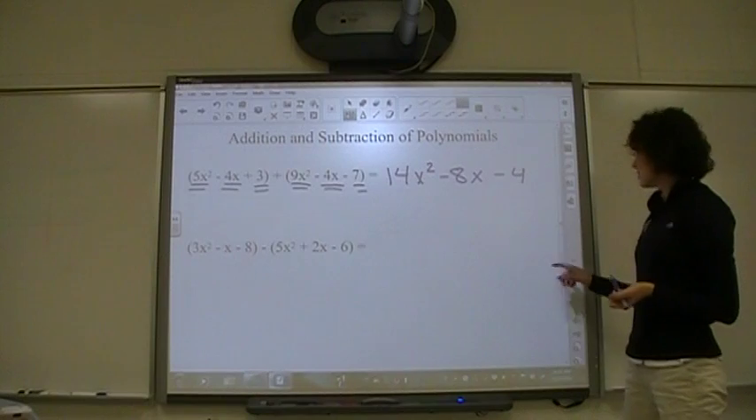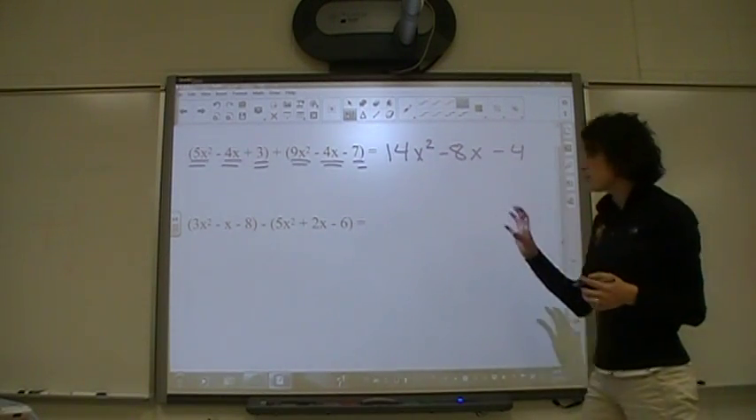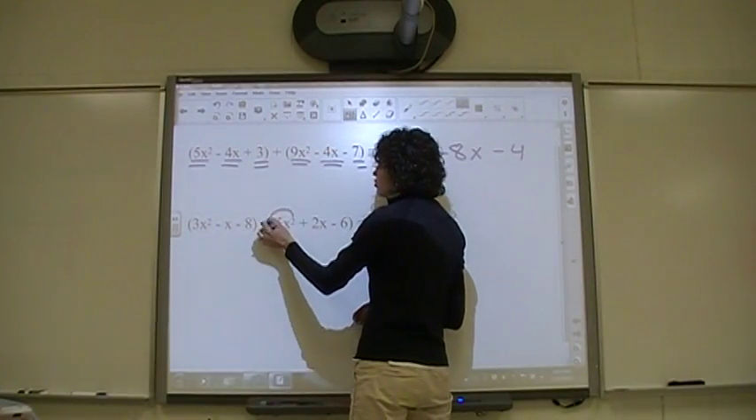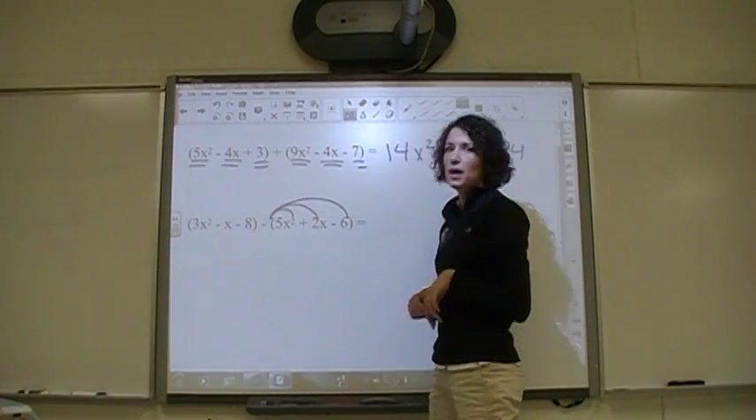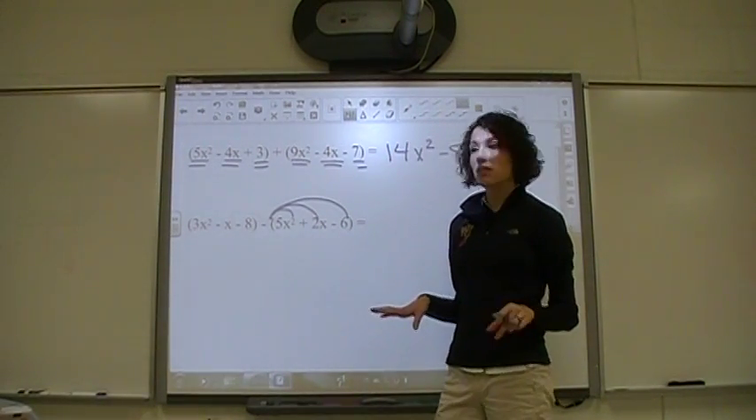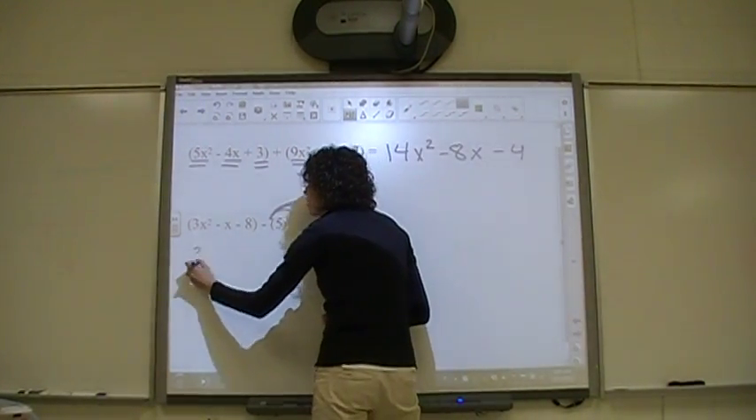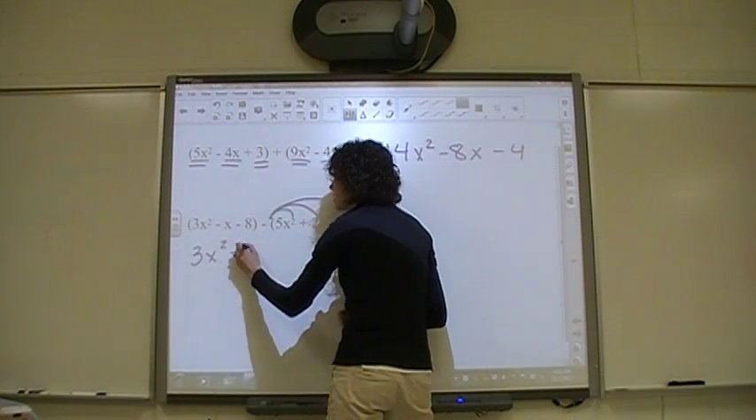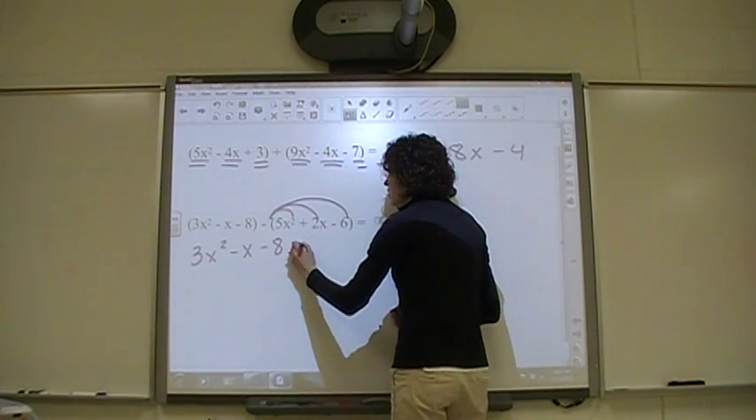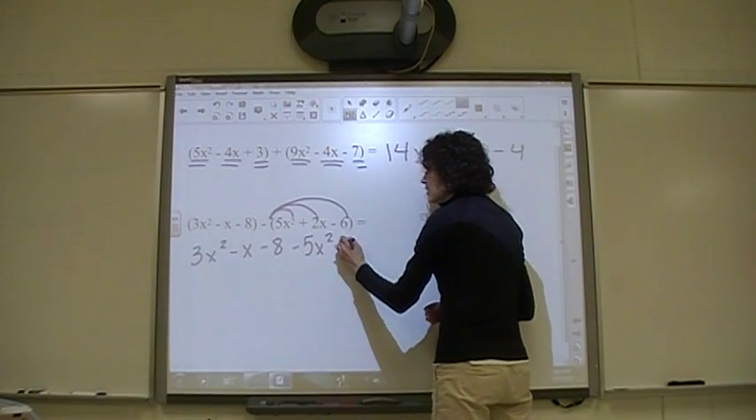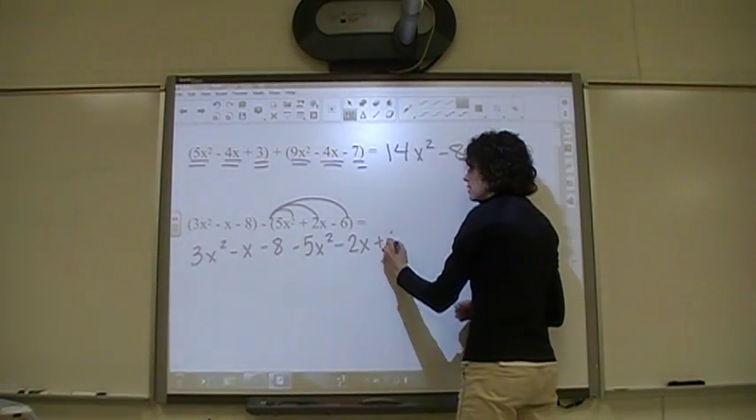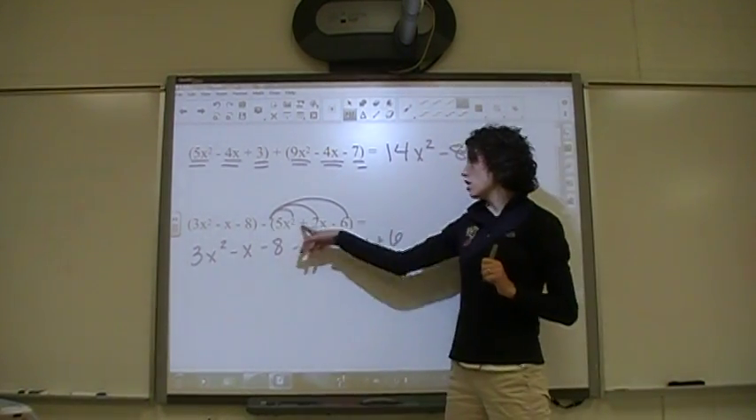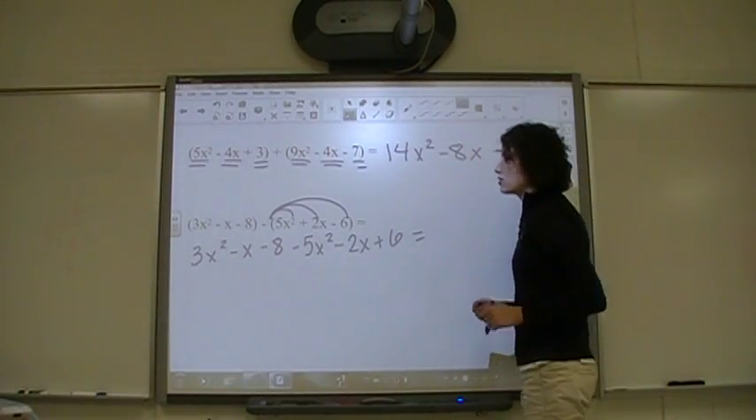Alright, now when you're subtracting, the only thing I really want you to focus on is taking this negative sign and distributing it to all of these numbers behind it. And just rewrite it or change all the signs. So really we have 3x squared minus x minus 8 minus 5x squared minus 2x then plus 6. Because you want to change all of these signs.